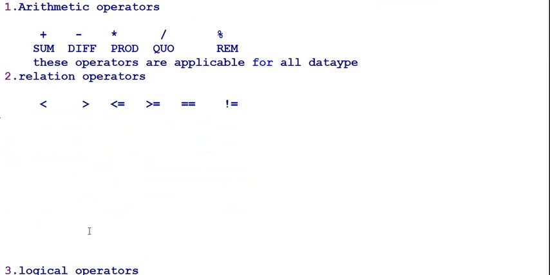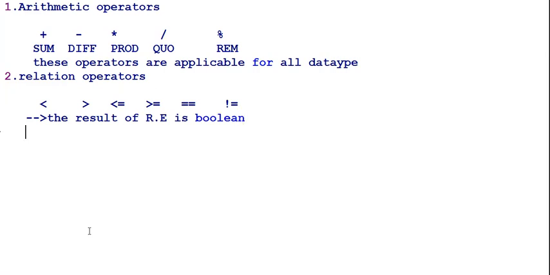The result of the relational expression is Boolean. You can understand what is meant by this. So if we take A equal to 10 and B equal to 20.